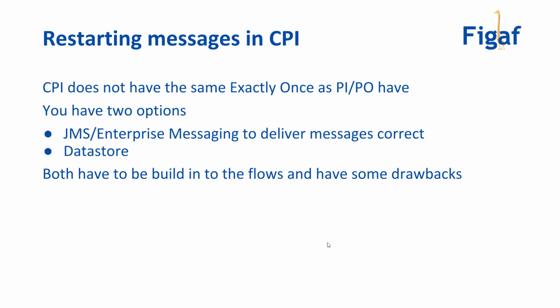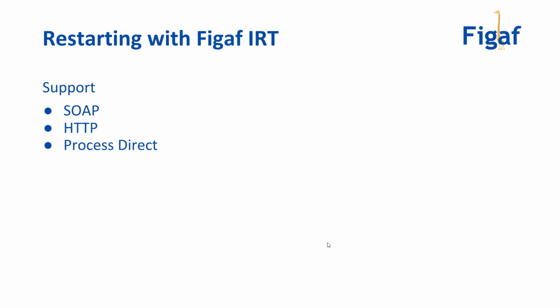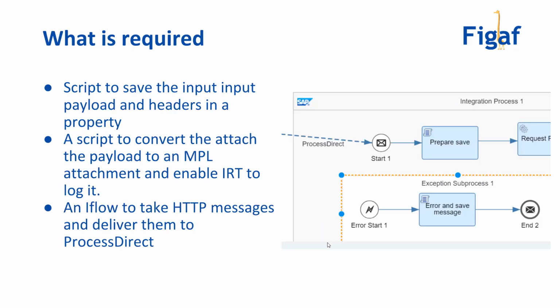But what I wanted to show is a different way that can be used in some scenarios. With this, we support SOAP, HTTP, and Process Direct adapters. What is required for you to do is add a script in the beginning of this processing, and the script would then save payload and headers into a property. And then if the process failed, it will save this into an MPL attachment and specify that this needs to be logged. Then the ERT application will find all of these iFlows marked with this receiver, and you can then in the ERT application look at what messages need to be processed.